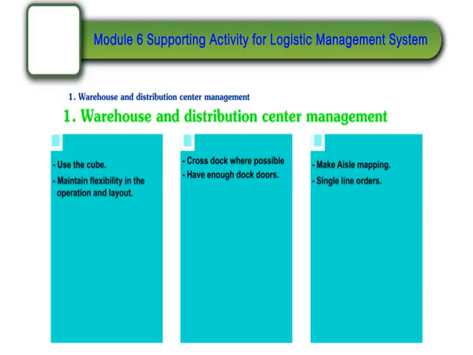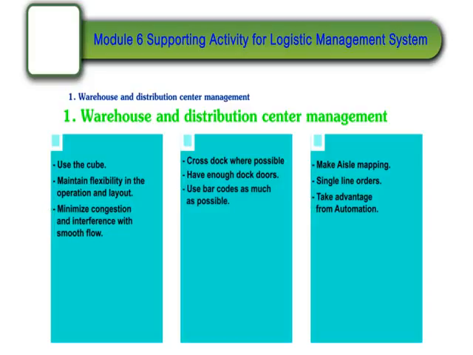Number 2, maintain flexibility in the operation and layout. Planning for unknown future changes to the business is a necessity to avoid unnecessary cost to make unplanned changes to the facility. Number 3, minimize congestion and interference with smooth flow. Avoid unnecessary congestion in the distribution center.